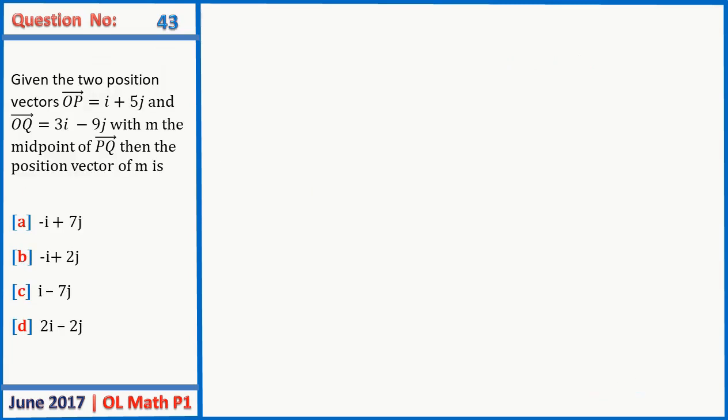Question number 43. Given the two position vectors OP and OQ, with M the midpoint of PQ, the position vector of M is. So the midpoint is given the same as in coordinate geometry.